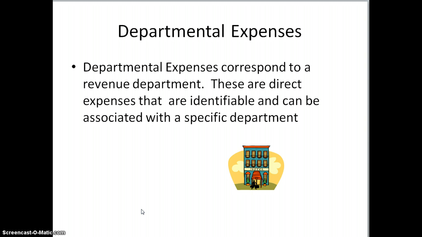Departmental expense corresponds to a revenue department. These are direct expenses that are identifiable and can be associated with a specific department. So if it was room rentals, anything that had to do with the cost of renting a room, having your maid service, your cleaning service, fixing and cleaning maintenance to the rooms, those would all be direct, identifiable, and associated with a specific department.